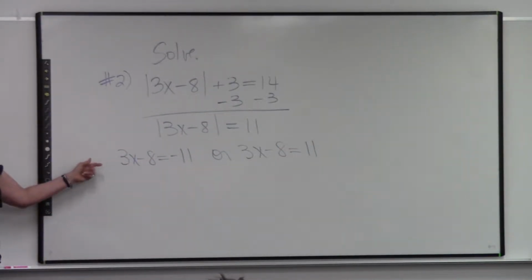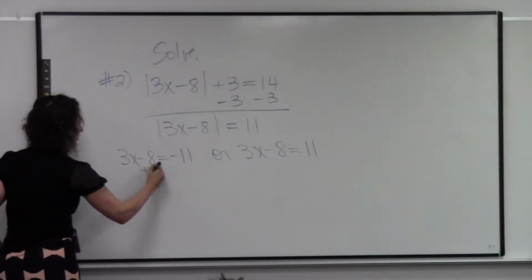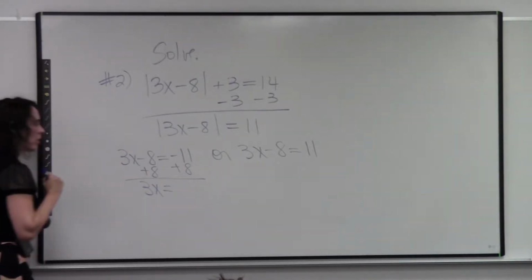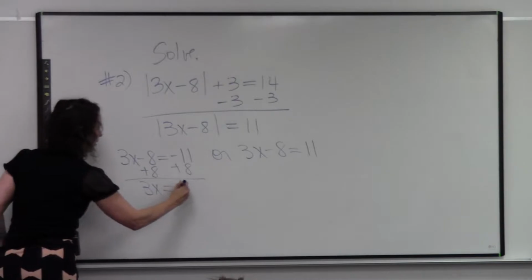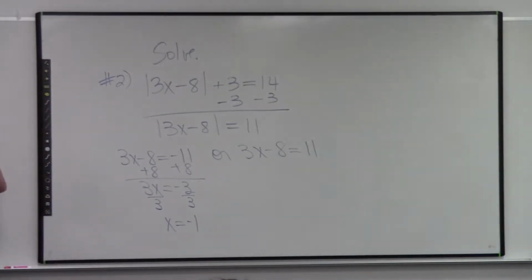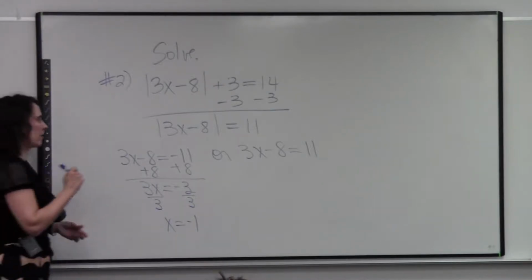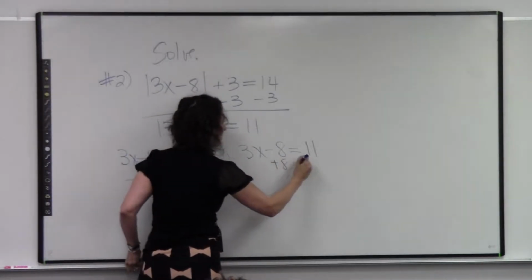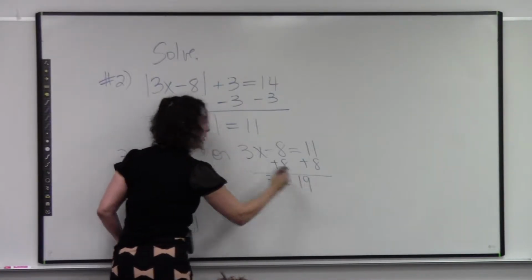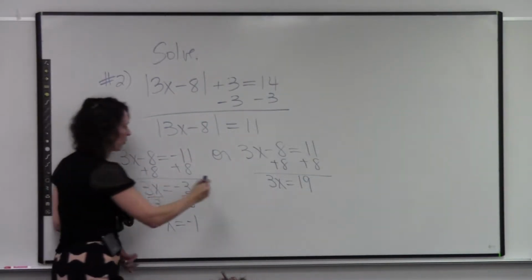Looking at this first one, 3x minus 8 equaling negative 11, we're going to add 8. So 3x is going to equal what? Negative 3. And then we're going to divide by 3, negative 1. We're not quite finished with the problem because we have another equation that we need to solve, the one with the positive 11. So we're going to add 8. So 3x is going to equal 19. Divide by 3.